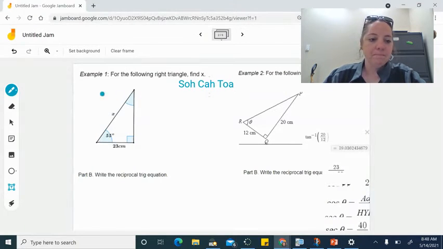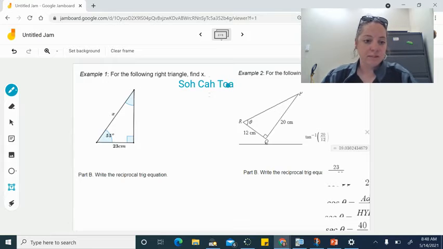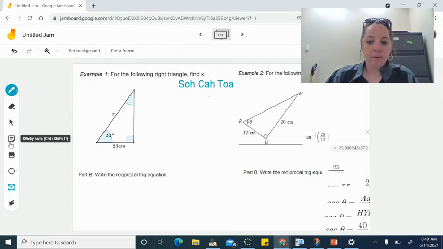Okay, so all that said, we're going to have a couple examples where first we solve for one of the sides or an angle, and then actually write out the reciprocal trig functions. We've got to remember sine is opposite over hypotenuse, cosine is adjacent over hypotenuse, and tangent is opposite over adjacent. So it says find x.